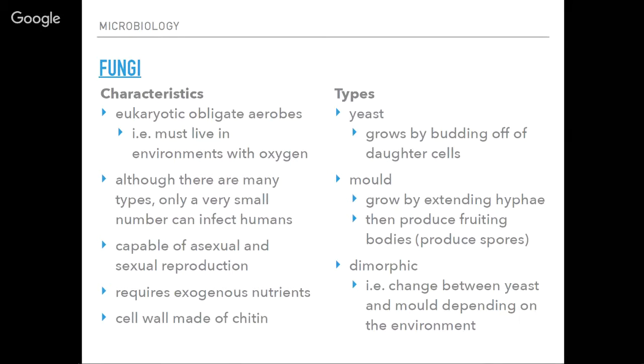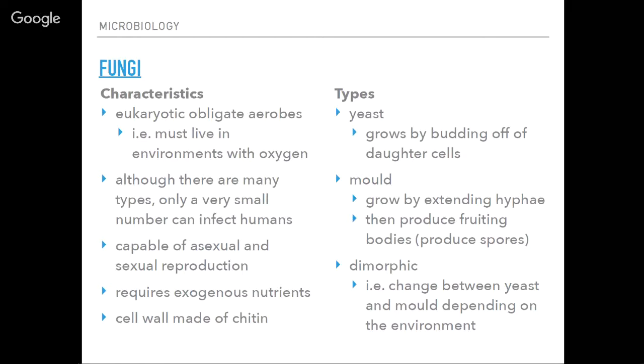Fungi. These are eukaryotic obligate aerobes, which means that they have to have oxygen to survive, which is why your fungi never really invade your internal organs besides your lungs, because your lungs have heaps of oxygen, but everywhere else doesn't. Fungal infections will affect your skin and your lungs. That's about it. The other important thing is that there are 3 types: yeast or mold, and then dimorphic, which basically means it's both yeast and mold, depending on the situation.